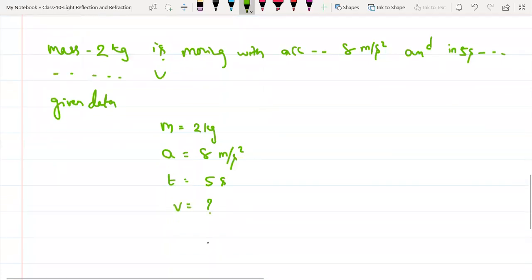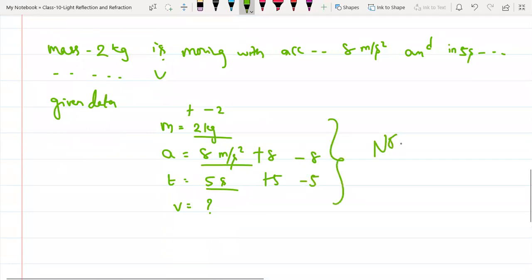Now you see, coming to mass, you have just mentioned 2 kg. Coming to acceleration, you have mentioned 8. Coming to time, you have mentioned 5. Is there any plus 2 kg, minus 2 kg, plus 8, minus 8, plus 5, minus 5? Can you see anything? In the data here, no, you cannot see that, right? There are no positive signs and no negative signs.